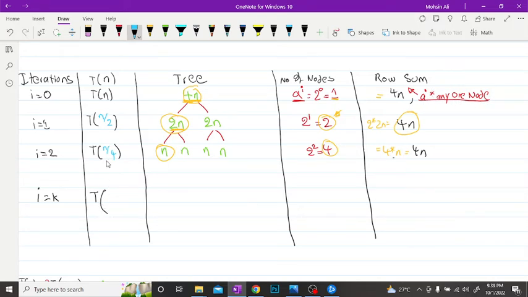So for this, we can see that for i equals 0, that is just n divided by 1. For i equals 1, that's n divided by 2. For i equals 2, that's n by 4. So the general pattern is going to be n divided by 2 to the power k.